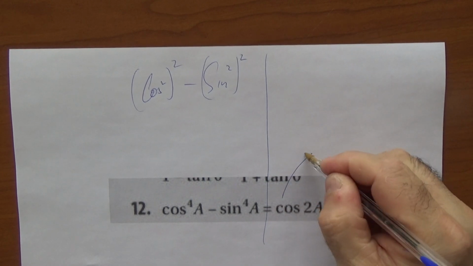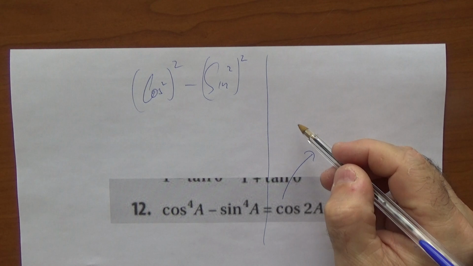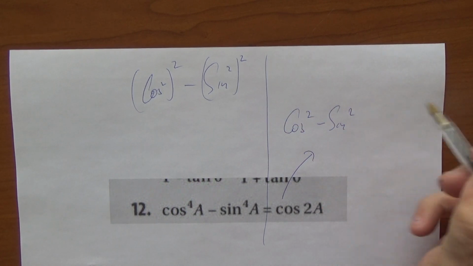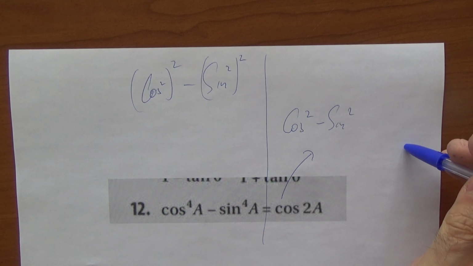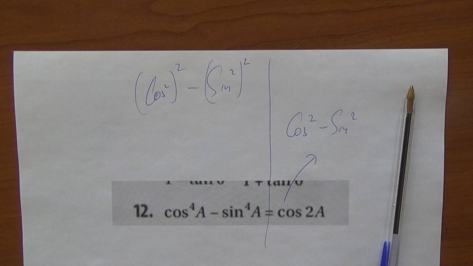Let's kick off here for a second. What's the cos of 2a? The cos of 2a is cos squared minus sine squared. What's wrong here? Cos of 2a is cos squared minus sine squared. I nearly need to look at the book.